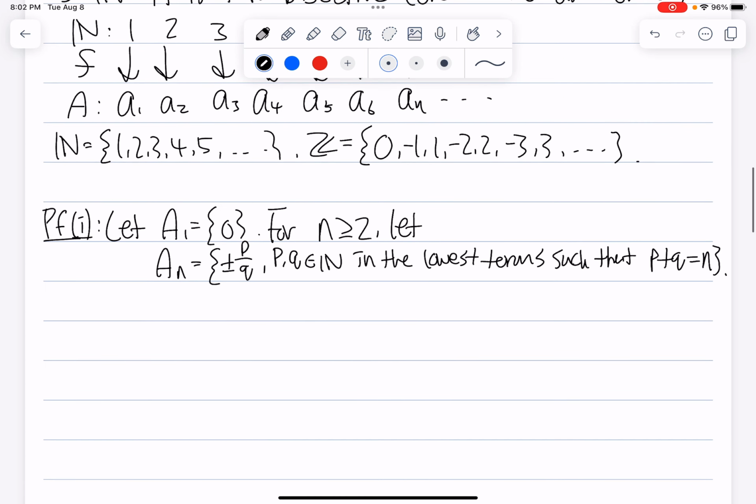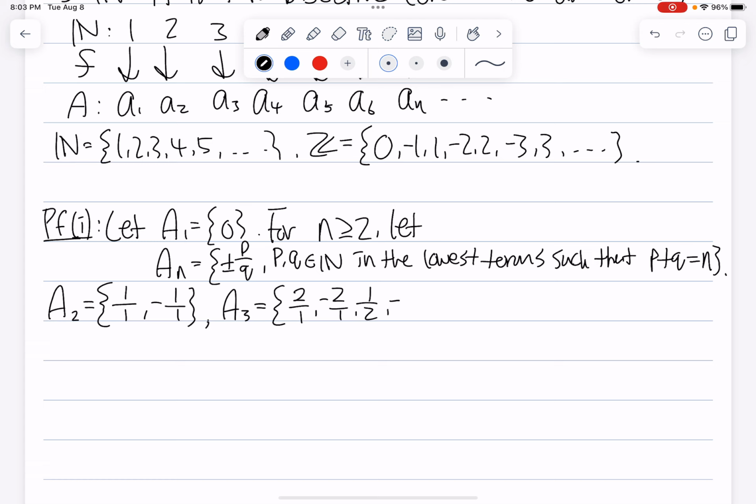So what does this mean? For example, a2 is going to look like this. It's going to be 1 over 1 and -1 over 1, since if we add the denominator and the numerator, it's going to be equal to n. And these are all in the lowest terms, meaning that we cannot simplify them further. What about a3? a3 is going to look like 2 over 1, -2 over 1, 1 over 2, -1 over 2. What about a4? Something like 1 over 3, -1 over 3, 3 over 1, -3 over 1.